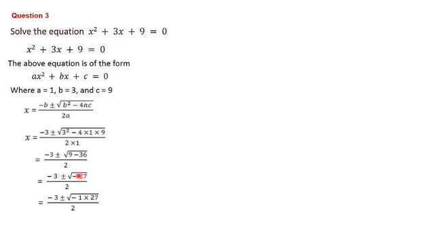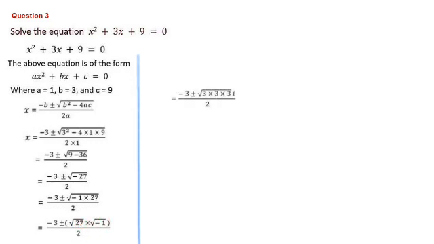Again we can split minus 27 as minus 1 into 27. Now it is familiar for us how to split. Then again inside the square root we can split as minus 3 plus or minus root of 27 into root of minus 1 divided by 2. And root of minus 1 we know that it is i. Root of 27 also we can do some calculation.